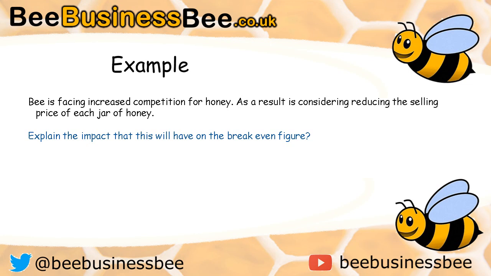Now you need to explain your answer. What will the impact be of reducing the selling price? So you need to tell me what it's going to be. So what will happen to break-even if the selling price goes down? And then tell me why. Why is that answer valid? Pause the video now, and then we'll have a look at the answer next.